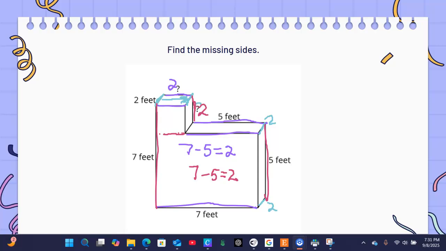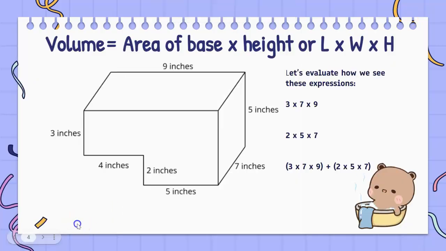All sides are equal. So the length is 2, the width is 2, the length is 2, the width is 2, and the height is 2. So that's it for that one. Hopefully you understand that. Let's go to our next one.